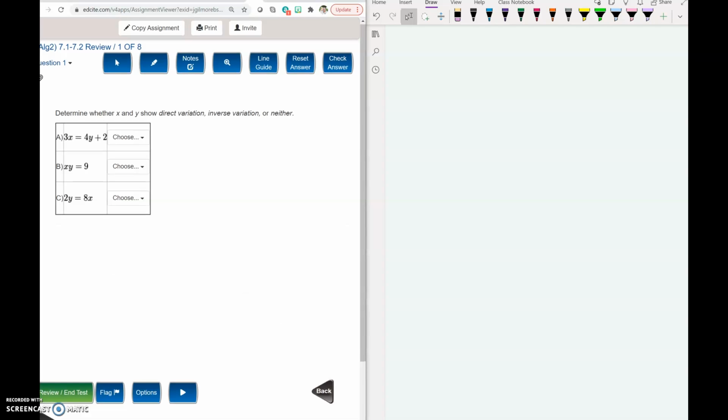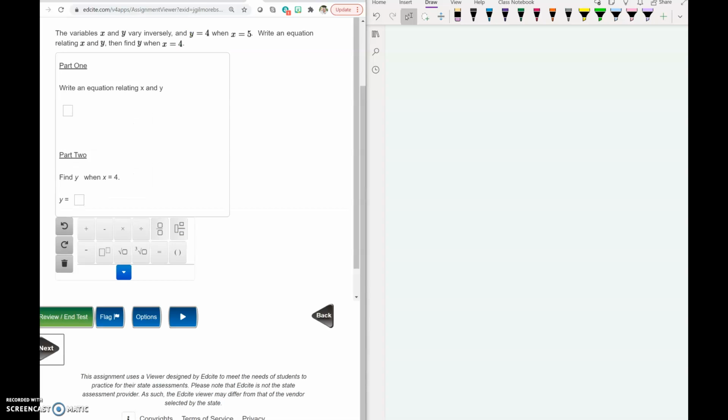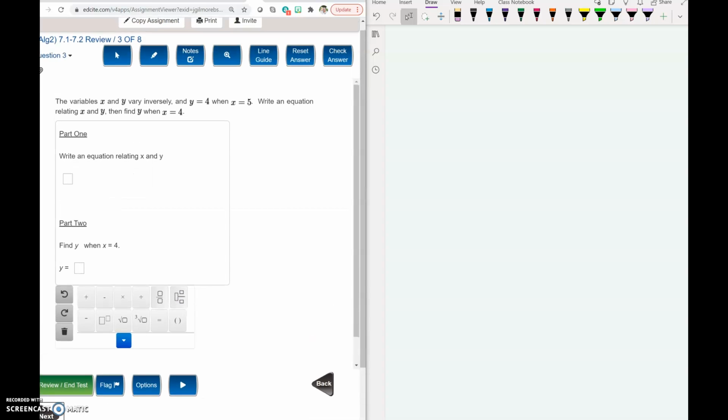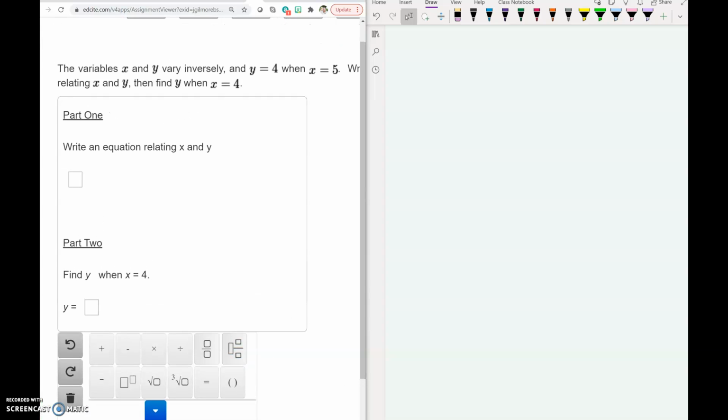Okay, on this video, I am going to start by going over numbers 3, 4, 5, and 6 because I want to make sure that you know how to enter these in EdSite. So, number 3. The variables x and y vary inversely. When you see the phrase vary inversely, that means we have this function going on. Y equals k divided by x.